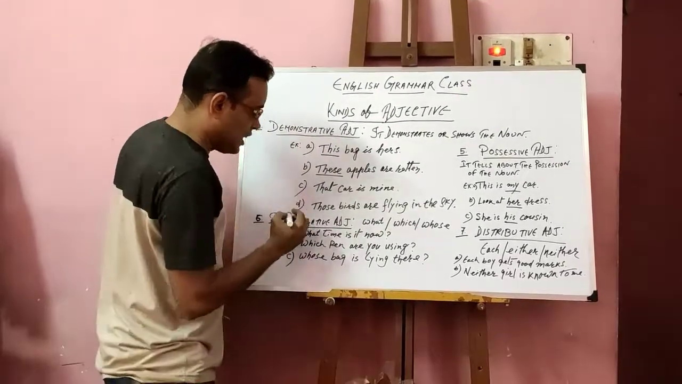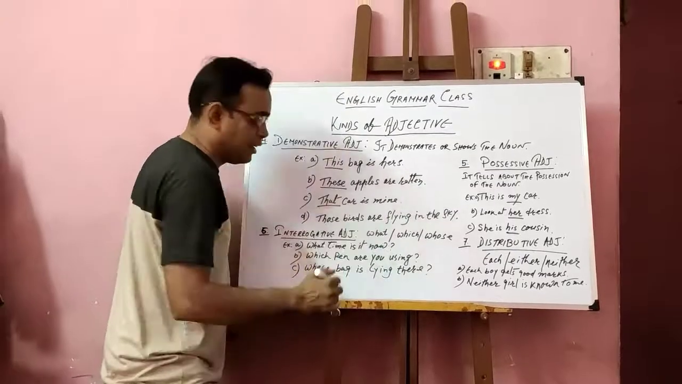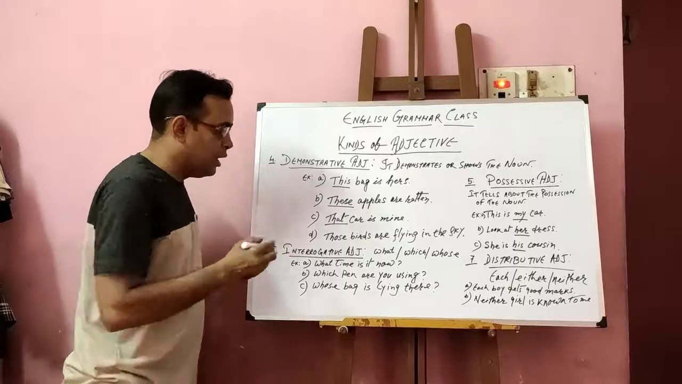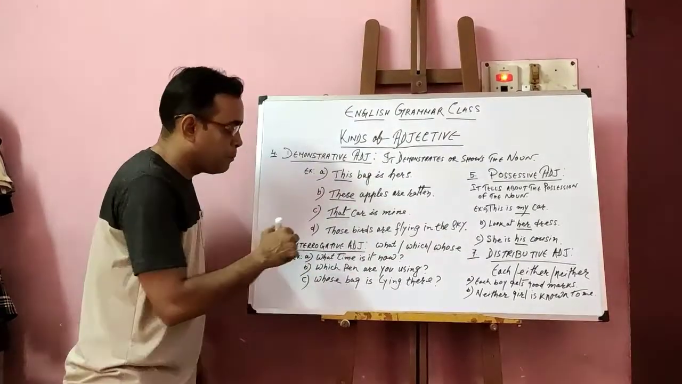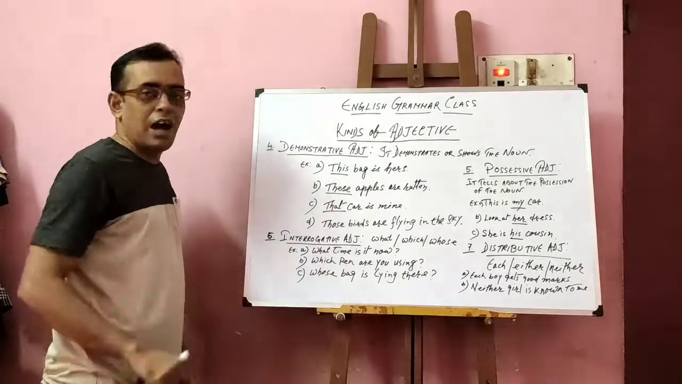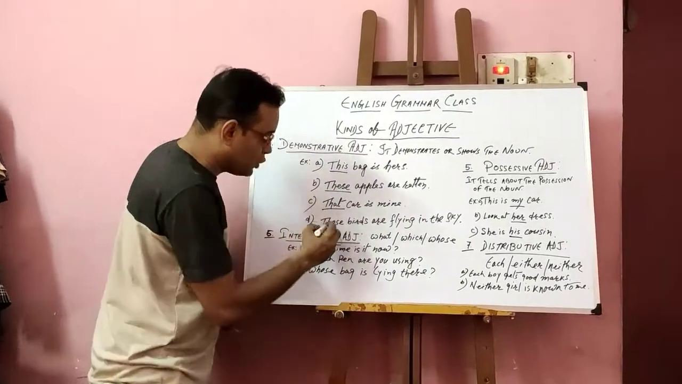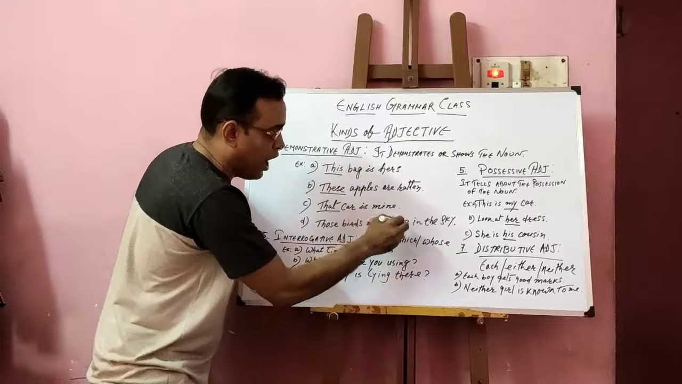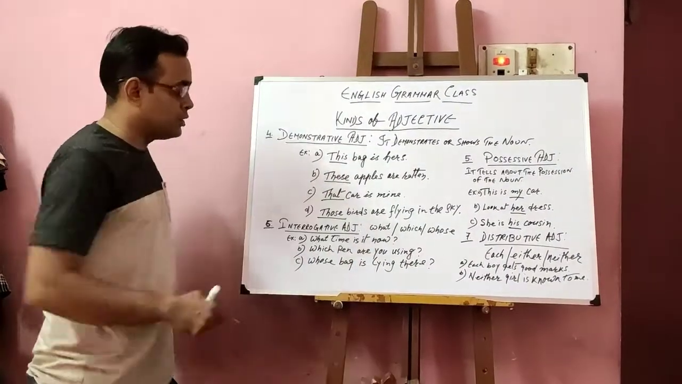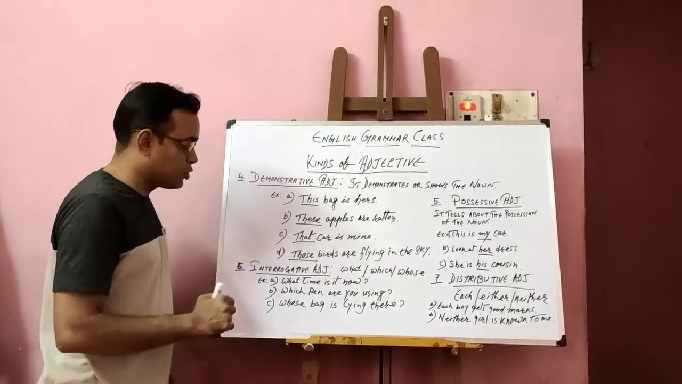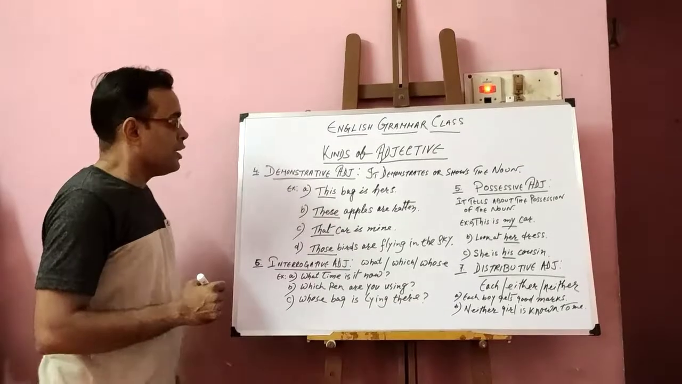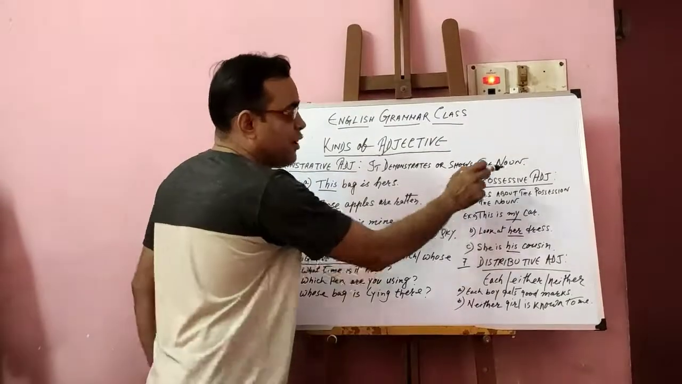Next, that car is mine. Again, we are showing, we are demonstrating. The word that describes the car. So that is a demonstrative adjective. D. Those birds are flying in the sky. Those birds. So showing birds, demonstrating. So those is a demonstrative adjective. Next we go for possessive adjective.